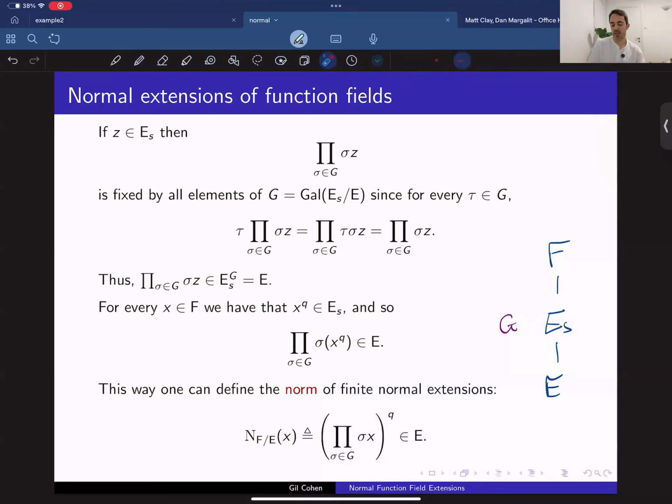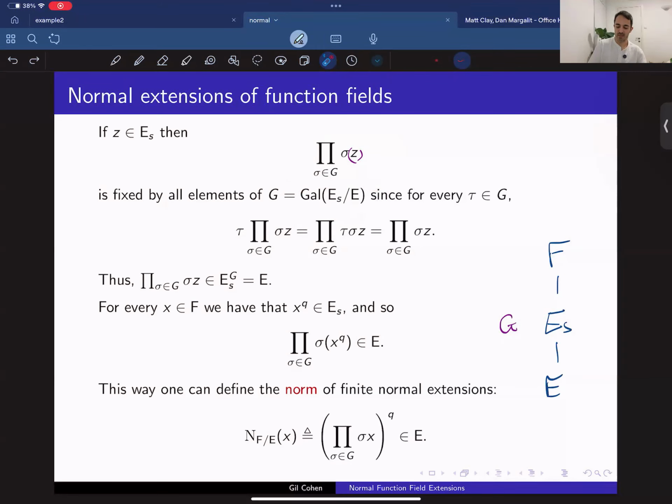And let's ask ourselves what happens if you take an element sigma in G, apply sigma to Z, and take the product. So you let sigma act on Z for all sigmas, and you take the product. Every sigma Z is also in E_S because this is a Galois extension, so it's normal. And what I claim is that this element, which is the product of these elements in E_S, actually is in E. And the reason is that it is fixed by all elements of G.